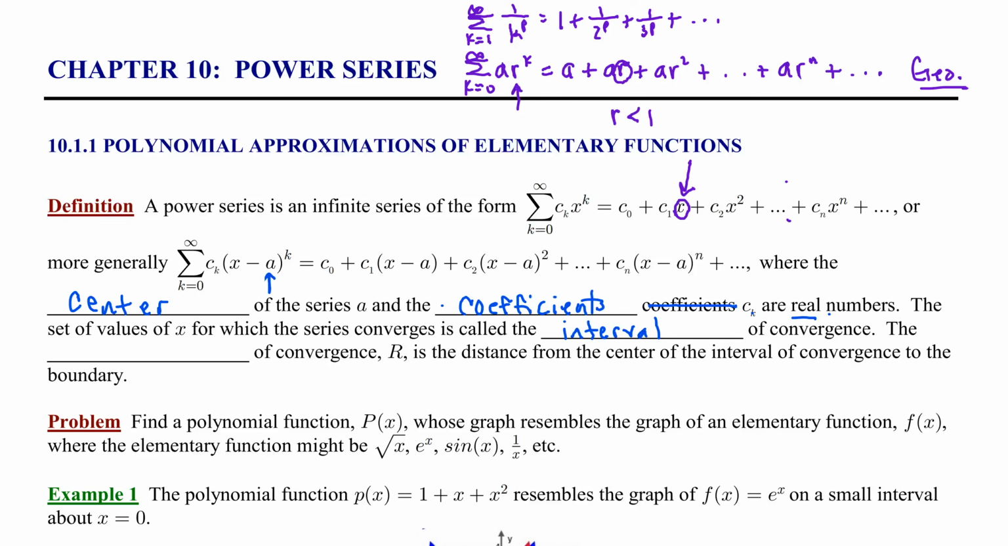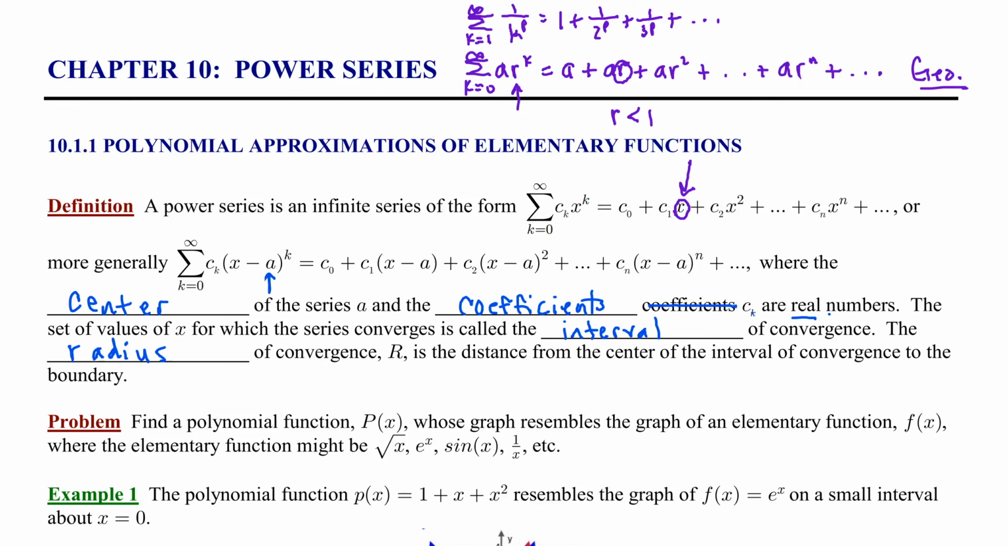Now, related to the interval of convergence, there is something called a radius of convergence. The radius of convergence, r, is simply the distance from the center of the interval of convergence to the boundary. So to keep it simple at this point, a power series can be thought of as a polynomial of infinite degree. Now, before we get to the polynomials of infinite degree, we're going to start with polynomials of finite degree.